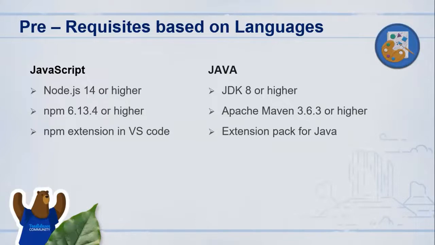For Java, we should have a JDK. The version should be 8 or higher. For Apache Maven, the version should be 3.6.3 or higher. If you already have a JDK in your system, you don't need to download the extension pack for Java in VS Code. If you don't have a JDK, you can go with the extension pack for Java in Visual Studio. It will ask you to download the JDK, the highest version available. So you can install it through Visual Studio also.